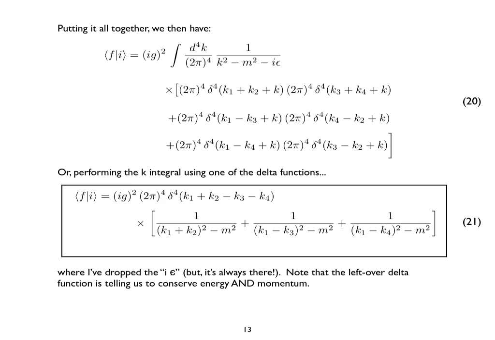We would have, at tree level, just one diagram that looked like this. But we're living in the 6th dimension, in phi cubed theory.